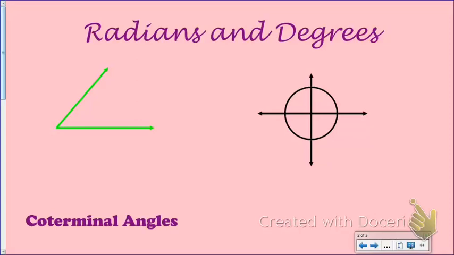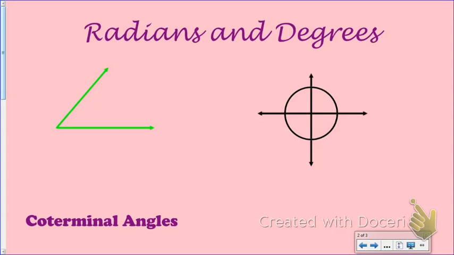Okay guys, so now that we've learned how to graph angles, we're going to look at something new. So hopefully graphing angles, some of that was review. Today we're going to learn a different way to graph some angles. It's going to be brand new for most of you guys, and that is using something called radians.